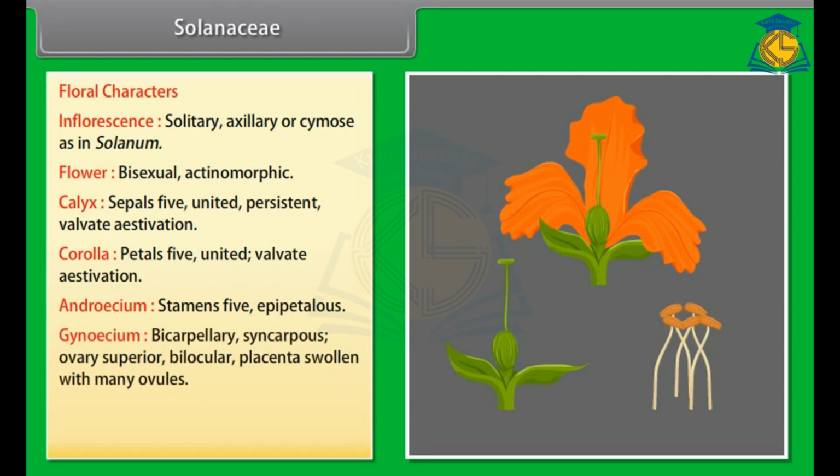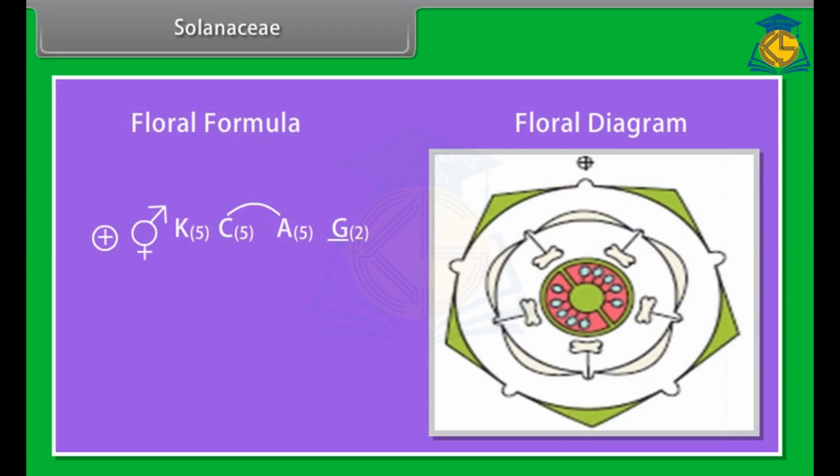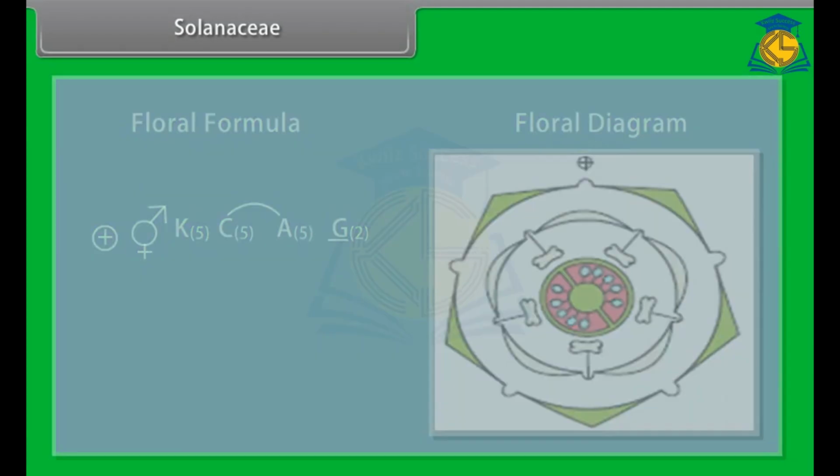Gynoecium, bicarpellary, syncarpous, ovary superior, bilocular, placenta swollen with many ovules. Fruits, berry or capsule. Seeds, many, endospermous. Floral formula is, and this is the floral diagram.